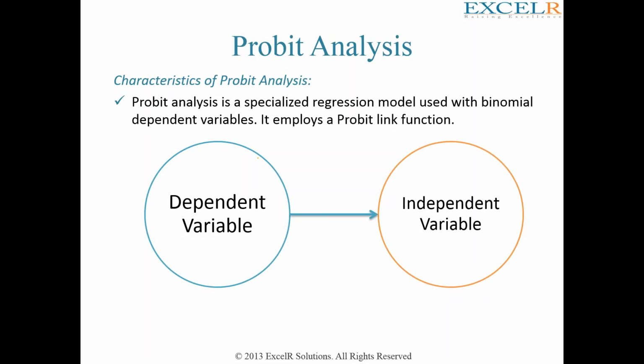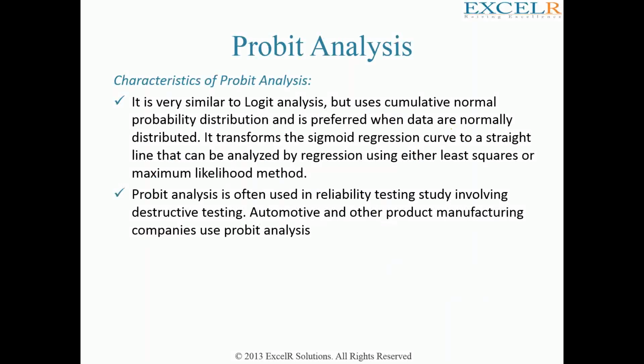Then we have Probit analysis. Probit analysis, you can consider this as a specialized regression model which is used with binary dependent variables. If your y says 0 or 1, as in the case of defect found or not, you can employ Probit analysis using something called as Probit link function. Now here it's very similar to your Logit analysis, but only thing is it uses cumulative normal probability distribution. And this Probit analysis is preferred when your data are normally distributed.